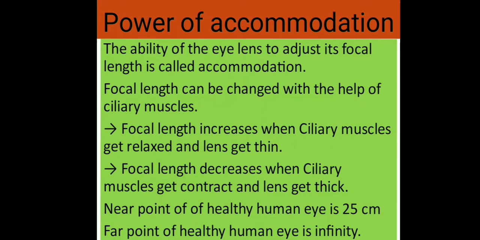Now, the farthest point up to which the eye can see objects clearly is called the far point of the eye. It is infinity for a normal eye. You may note here a normal eye can see objects clearly that are between 25 centimeter and infinity.